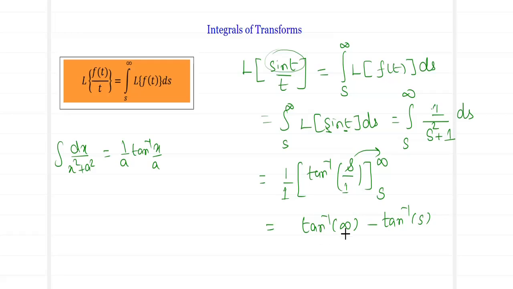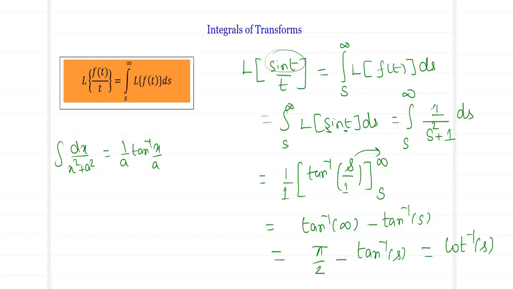When does tan reach infinity? It reaches it at 90 degrees. So tan inverse of infinity makes it pi by 2, minus tan inverse s. What is 90 minus tan inverse of theta? I can write it as cot inverse of s. So I hope you now understood how to apply the property of division by t. If you have division by t, you just have to integrate the function with respect to ds.